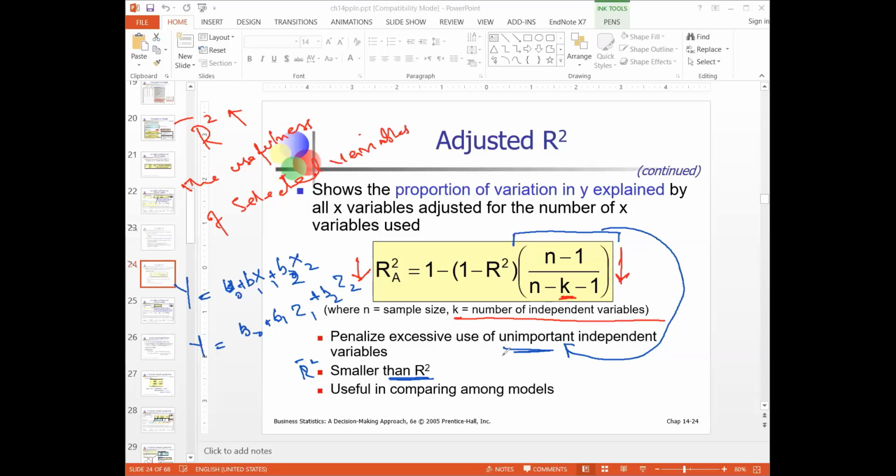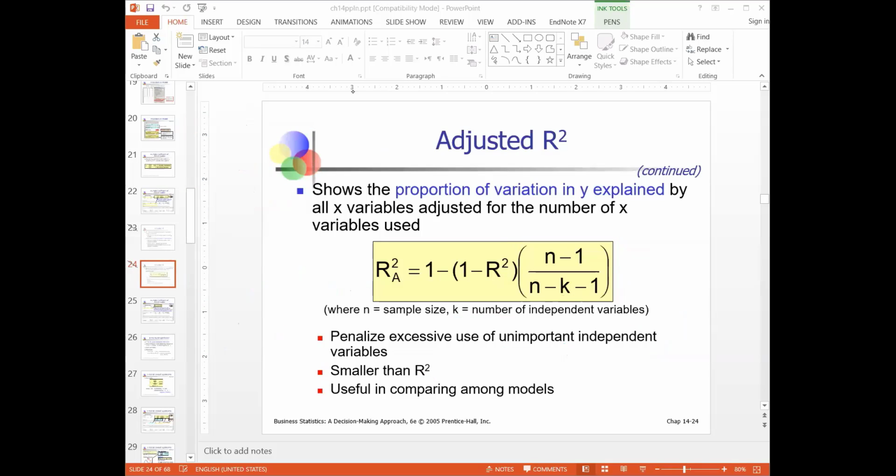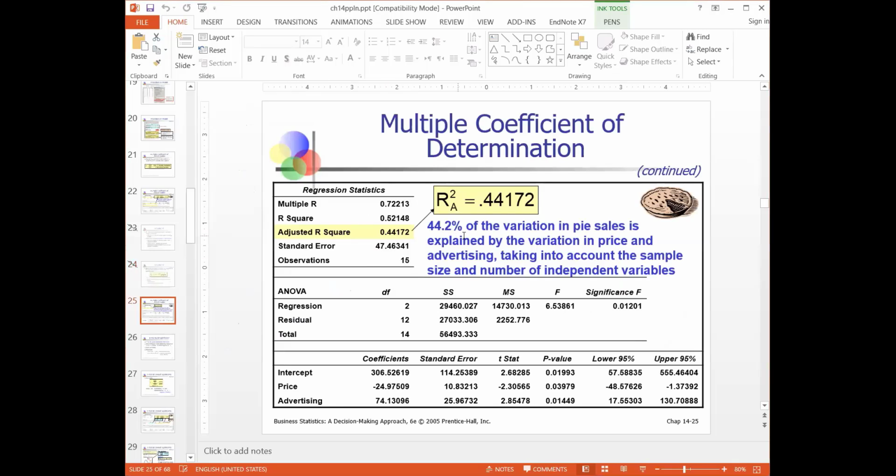Okay, so this way we make our model, and this is the way we explain adjusted R. So let's move forward. Then it has explained adjusted R. This is 44.172. So it is variation in the pie sales explained by the variation in the price and advertising, taking into account the sample size and number of independent variables.